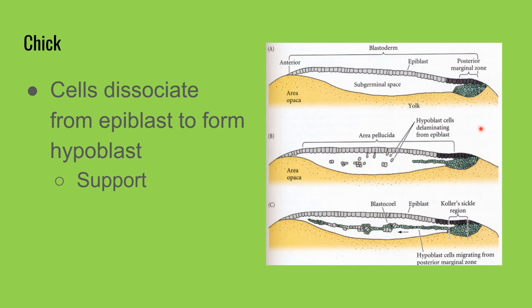So what's going to happen is these hypoblast cells are going to dissociate from this epiblast, and they're going to go and form their own hypoblast layer beneath it. And that hypoblast, its function is just for support of the cell. And then this epiblast up here is what's going to eventually differentiate into those different cell types. And then here you have this little blastocele between the epiblast and your hypoblast.